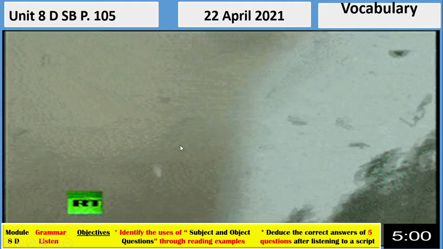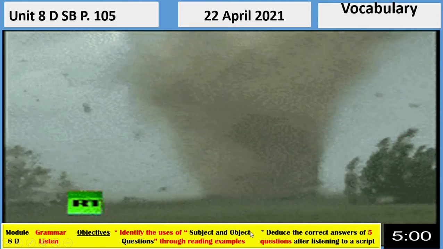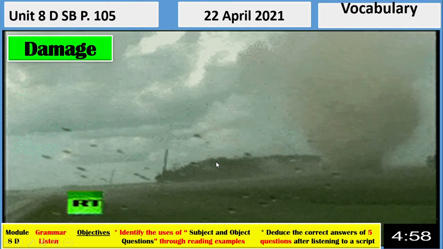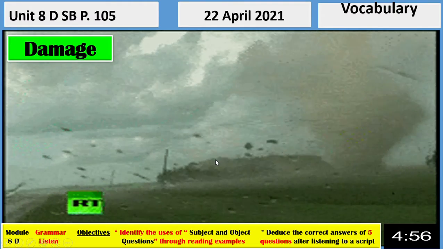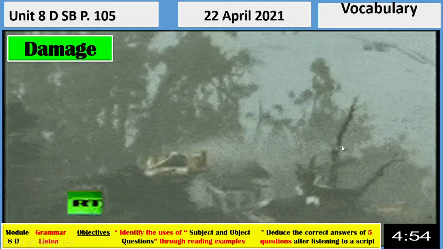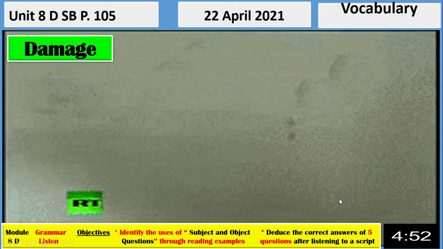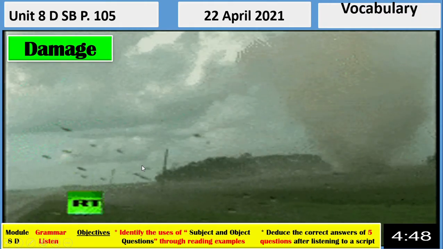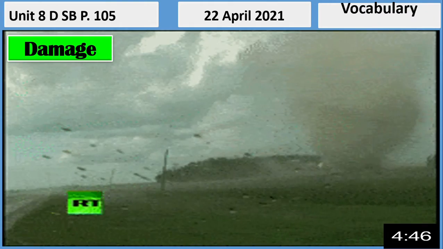Have a look here. We have the word damage. That's right. We have a look here, we have a storm and wind. It damages all houses. So damage means destroy. Excellent. So the word is damage.